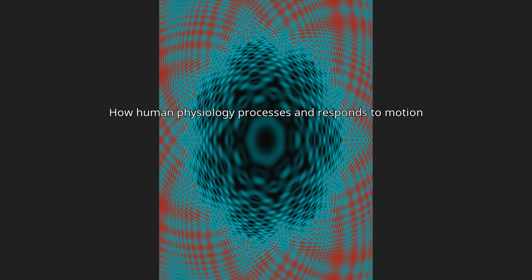How human physiology processes and responds to motion. The way we perceive our body and our surroundings is a function of the way our brain interprets signals from our various sensory systems, such as sight, sound, balance, and touch. Special sensory pickup units or sensory pads called receptors translate stimuli into sensory signals.